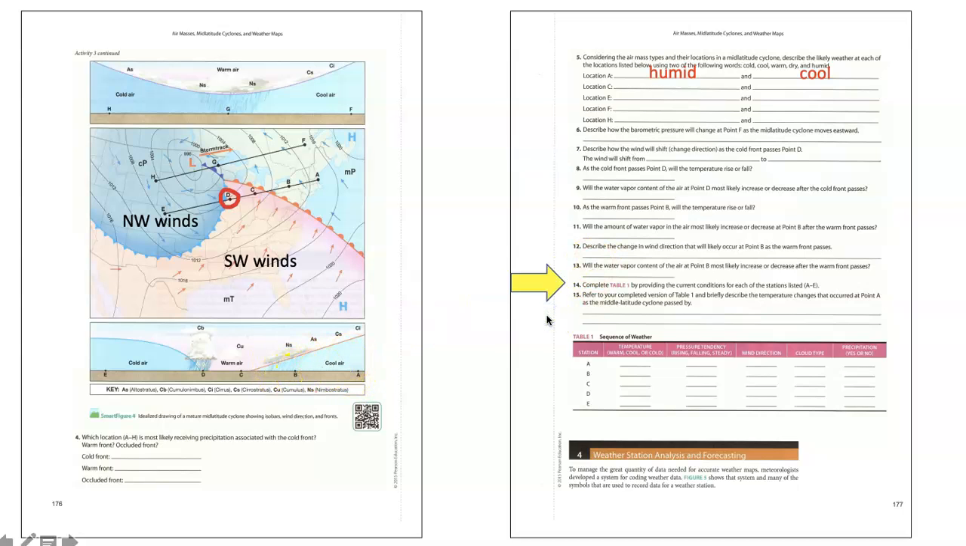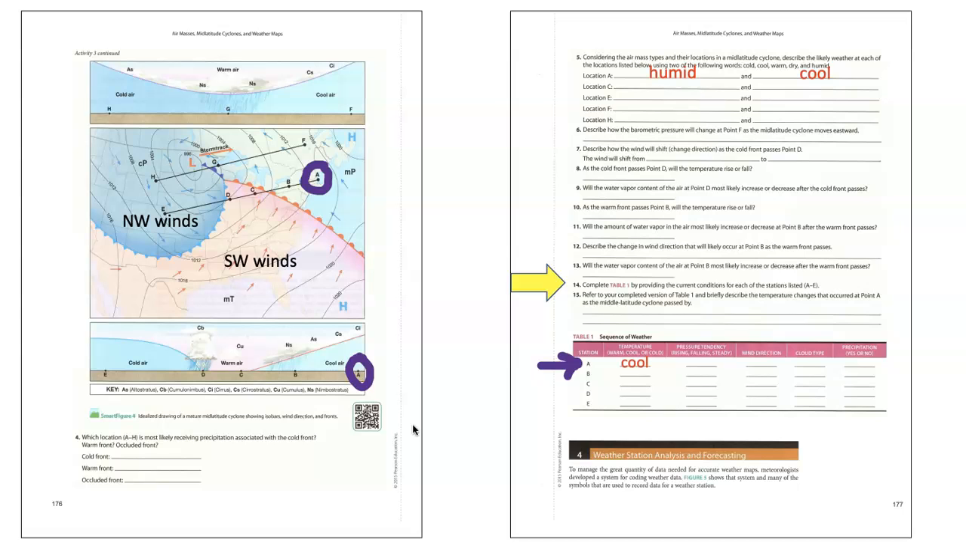Question 14 is a little bit overwhelming because they're asking you to fill out this complete table here. And you're going to provide the conditions right now at the various stations A through E. So let's go ahead and do A together. What is the current temperature? Warm, cool, or cold? Well, we actually did this up here. Cool. What about the pressure tendency? Is it rising? Is it falling?